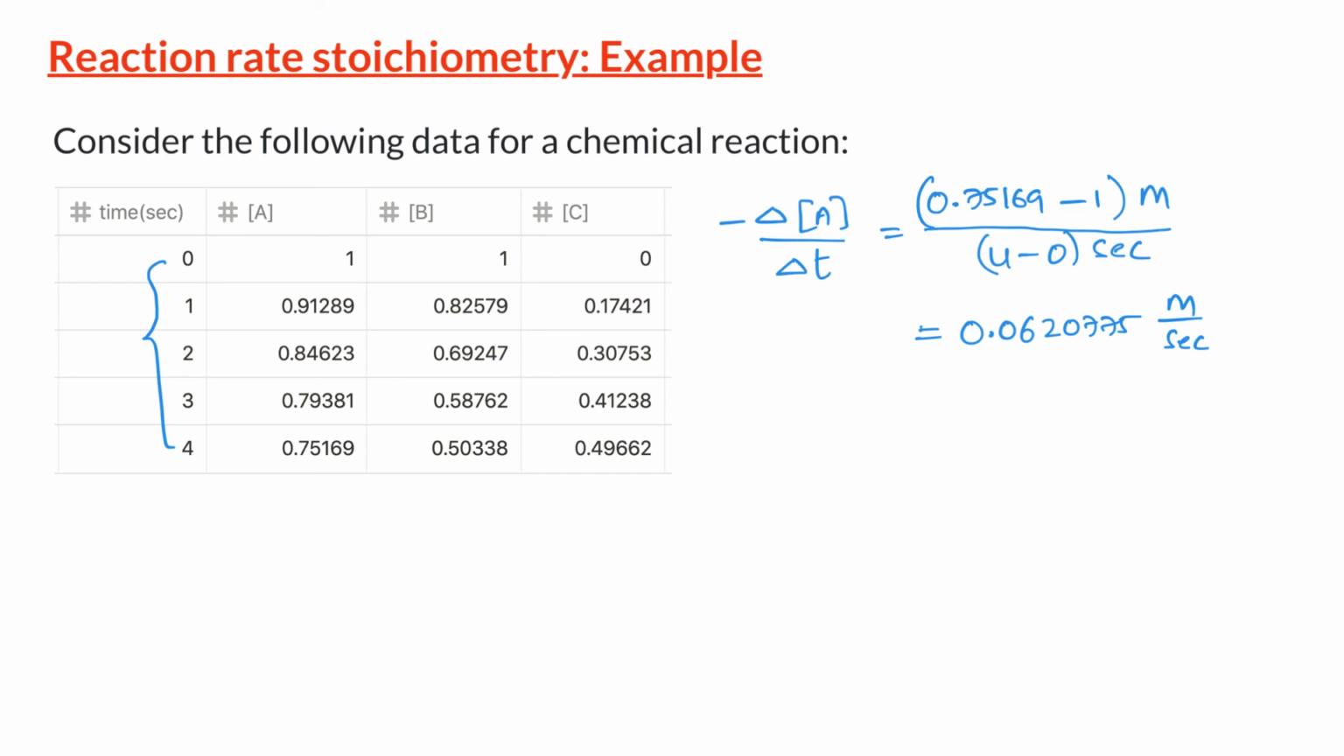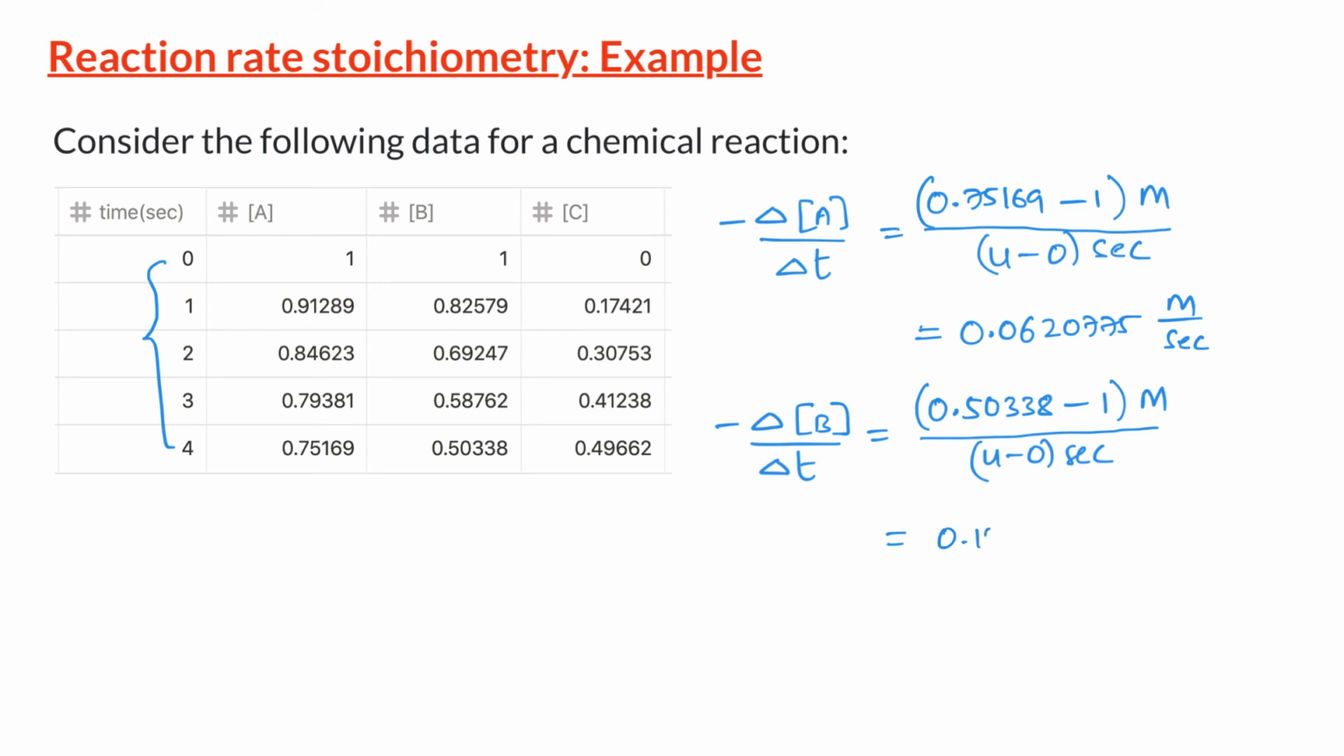Similarly, let us calculate the rate of disappearance of B, which is minus delta B divided by delta t. That is the concentration of B at 4 seconds, which is 0.50338, minus the concentration of B at 0 seconds, that is 1 molar, divided by 4 seconds minus 0 seconds. If we do the math, we get 0.124 moles per liter second.